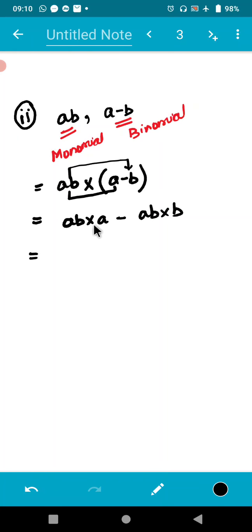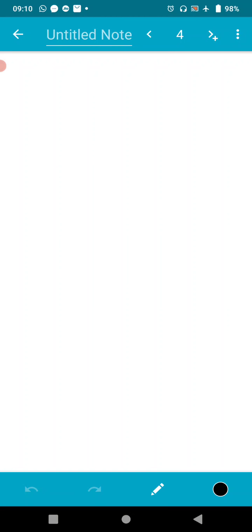So what is the product of AB into A? How many A's are there altogether? 2. So we'll write A square, and only one B we have, so we'll write B. Now in the second case, we have 1A but 2B altogether, so we'll write B square. Okay, so this is the final solution of sum number 2, students. I hope all of you have understood. Now let's move on to the third sum of question number 1.